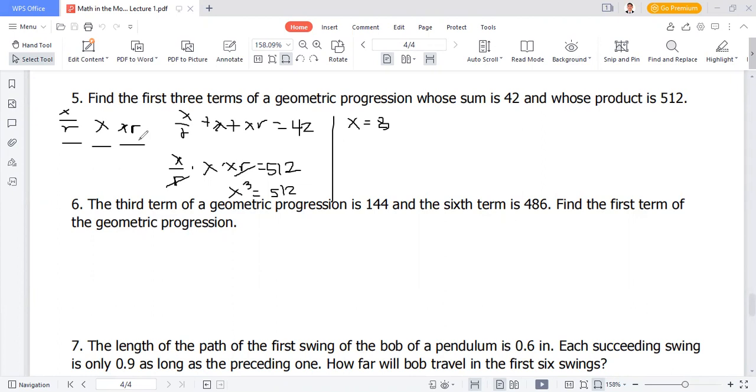Hanapin naman natin si r. Okay? So, gamit to yung unang equation. So, 8 over r plus 8 plus 8r equals 42. Then, multiply both sides by r. Magiging 8 plus 8r plus 8r squared equals 42r.